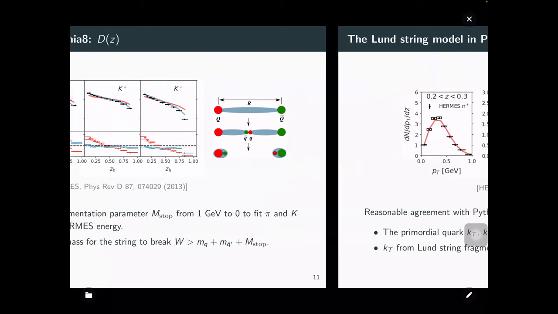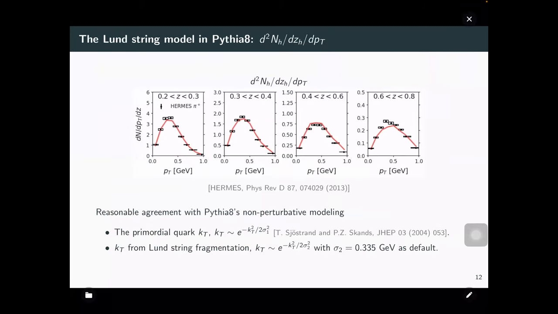You can also measure the two-dimensional fragmentation structure, which depends on z and the pT of the hadron. And we find that after we fix the z dependencies, the pT dependencies as modeled by PYTHIA's non-perturbative modeling did quite a good job in describing the pT spectra at different z bins. So in PYTHIA, this non-perturbative modeling includes the primordial quark kT inside the proton, and also the kT from the hadronization processes.